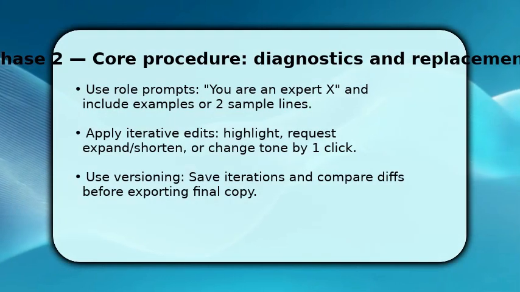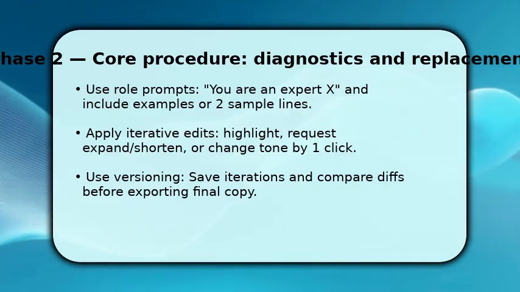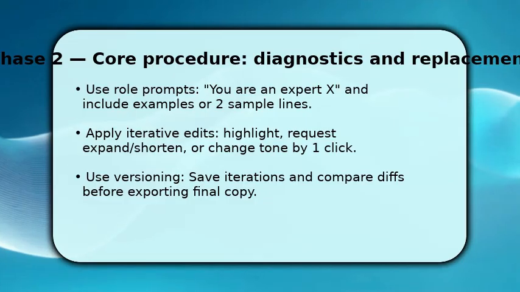Now refine. Give Walter Wrights explicit role prompts like, "You are a finance writer," and include 2 short examples to set style. Once a draft appears, highlight passages and command expand, condense, or change tone. The editor applies edits in place, which speeds up micro-copy fixes.